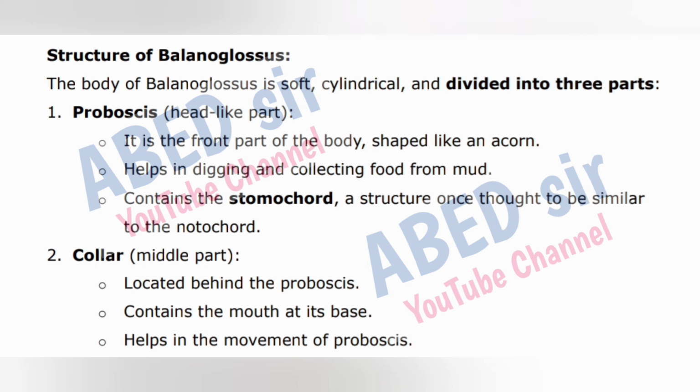Structure of Balanoglossus. The body of Balanoglossus is soft, cylindrical, and divided into 3 parts. 1. Proboscis, head-like part. It is the front part of the body, shaped like an acorn. Helps in digging and collecting food from mud. Contains the stomachoid, a structure once thought to be similar to the notochord. 2. Collar, middle part. Located behind the proboscis. Contains the mouth at its base. Helps in the movement of proboscis.